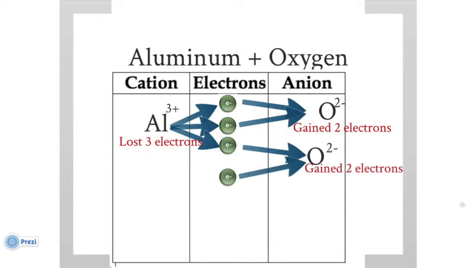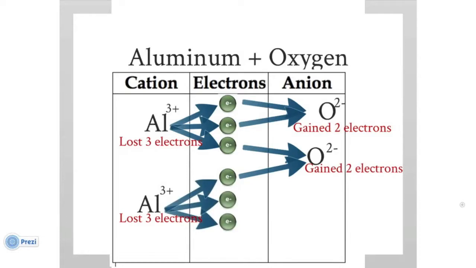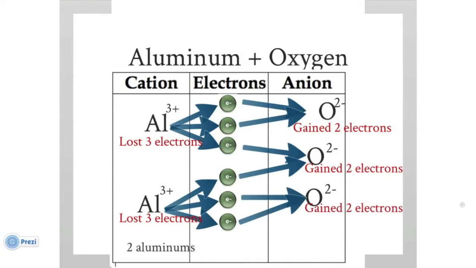Now where does that other one come from? Well, there must be another aluminum cation which is losing electrons. But the aluminum loses 3. So where do those other 2 electrons go? Well, there's one final oxygen anion that can gain those last 2 electrons. Therefore, overall we have 2 aluminums, we have 3 oxygens for a formula of Al2O3.